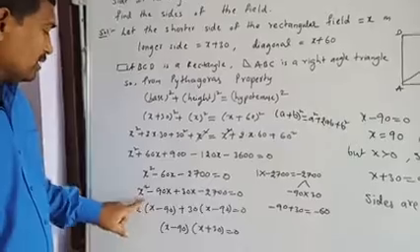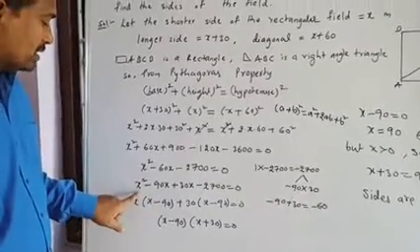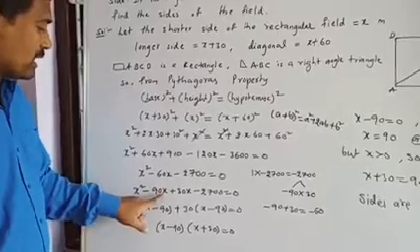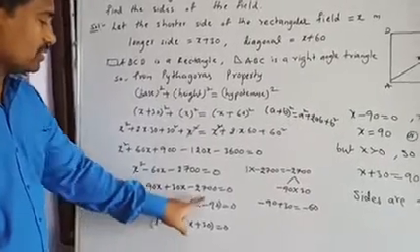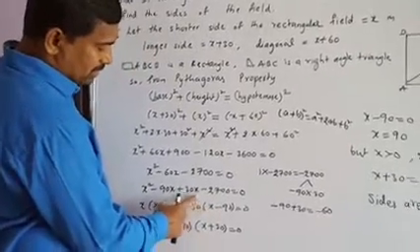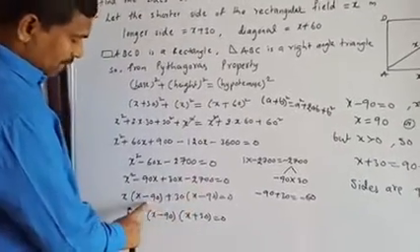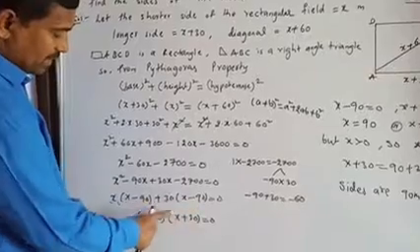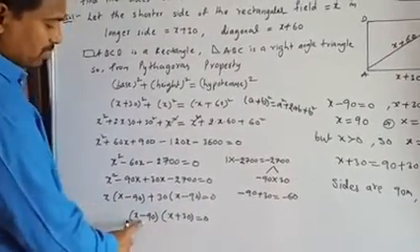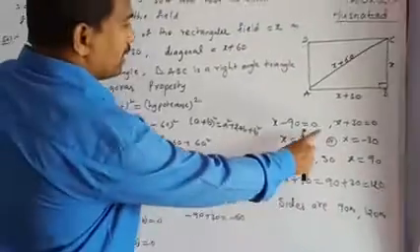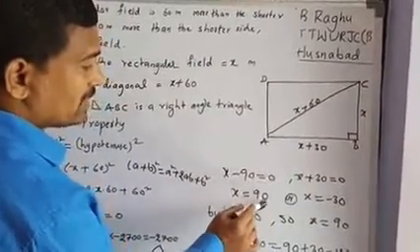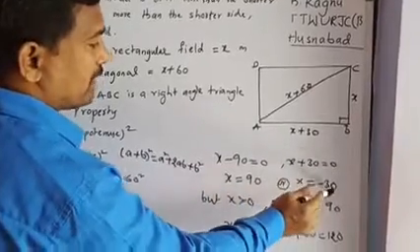From these two terms you can take x common. x square means x into x, the other factor x, so taking x common the remaining factor is x minus 90. From the other two terms take 30 common, and the remaining factor is x minus 90, since 30 times 90 is 2700. Take x minus 90 common; the remaining factor is x plus 30. So x minus 90 equals 0 or x plus 30 equals 0. So x equals 90, and x equals minus 30.